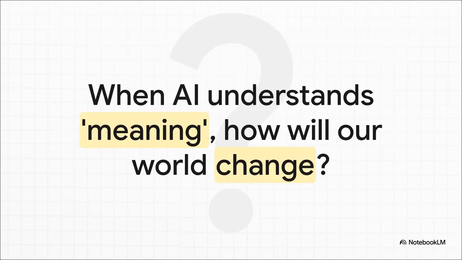And that kind of leaves us with a pretty fascinating question to ponder, doesn't it? We're building systems that can understand context and see relationships in ways we've never seen before. So as this technology gets more and more sophisticated and AI starts to grasp meaning on an even deeper level, how is that going to reshape our world? It's definitely something to think about.